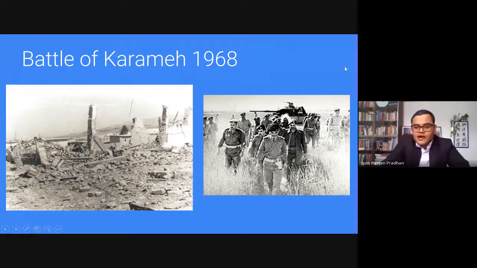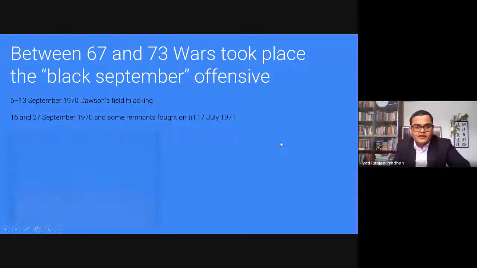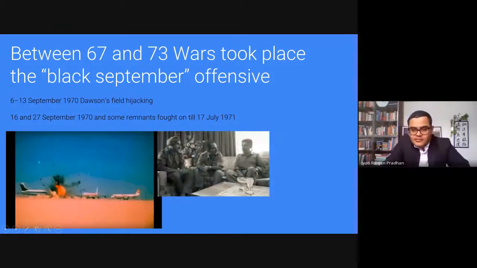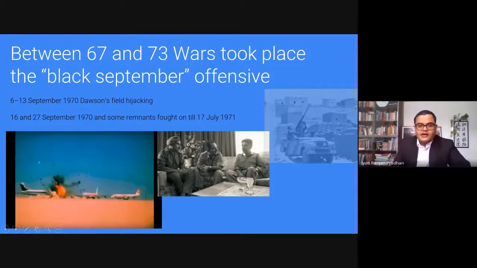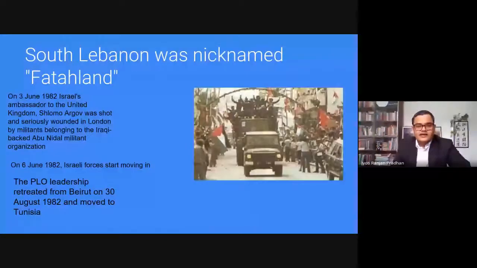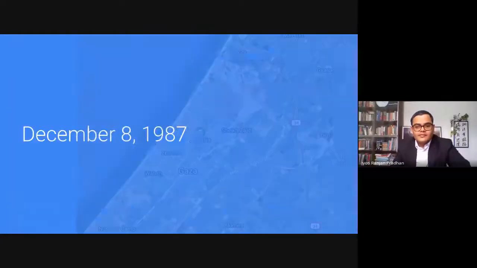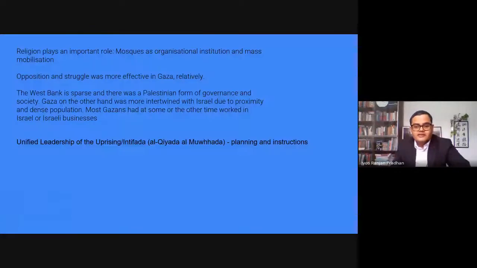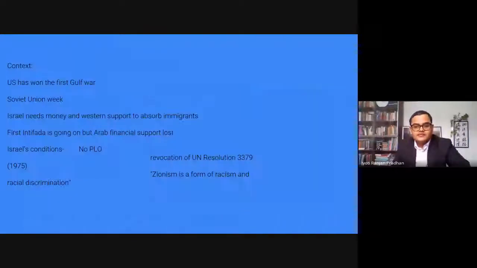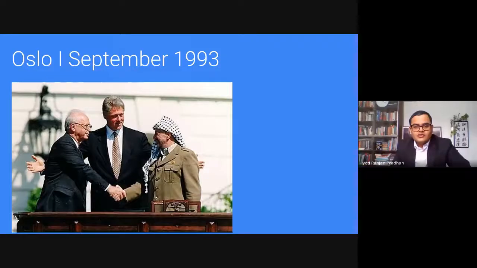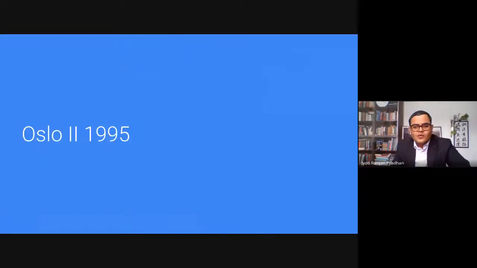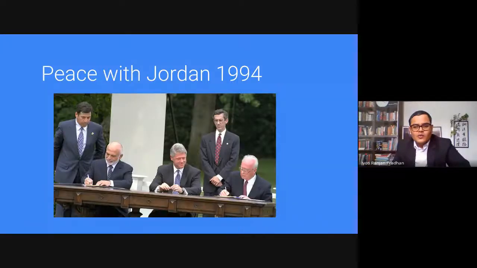This is again him after the Battle of Karameh. Same king. This is him on the right side. And he's there here again with us in 1994, signing the peace deal.